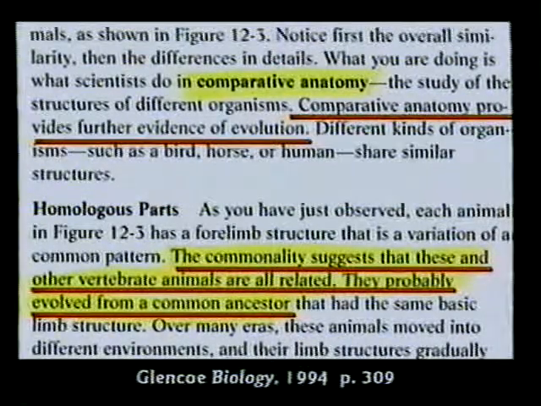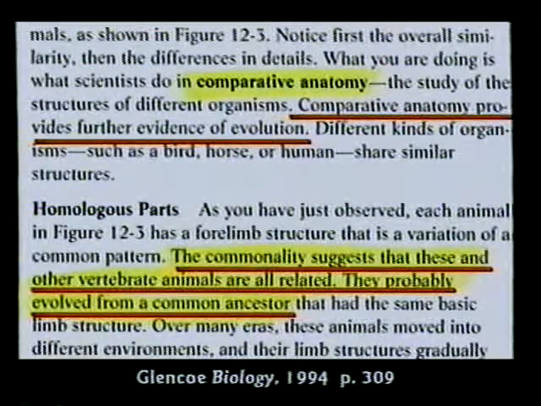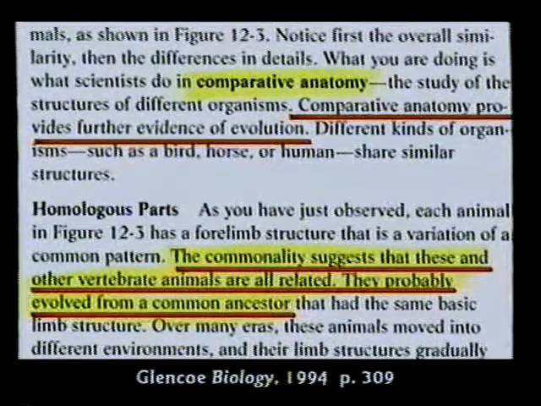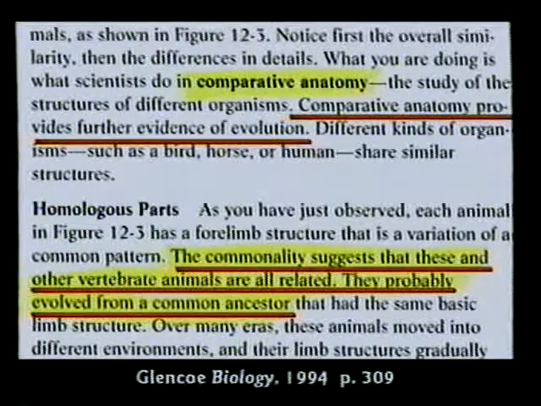Oh, now right there, they just lost me. They probably evolved from a common ancestor. Oh, now they really lost me. What's another explanation? Why would you say all these animals have similar forelimb structures?